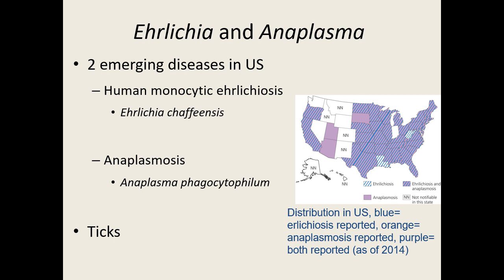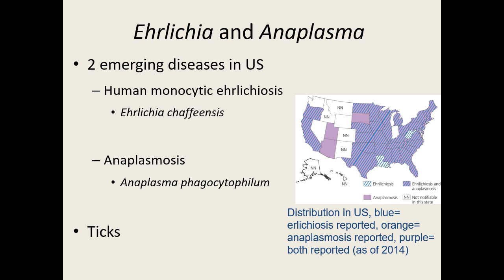Anaplasmosis is, I say, the number two reportable tick-borne disease in Wisconsin. Any guess what our number one tick-borne disease in Wisconsin is? Lyme disease, because that's a bacteria as well. Now, just looking at the map, what do we have here in Wisconsin based on the color? We've got both. We do have cases of Ehrlichia and Anaplasma.